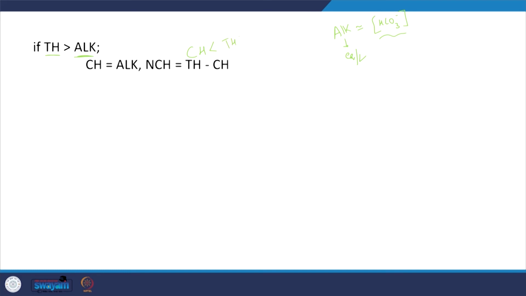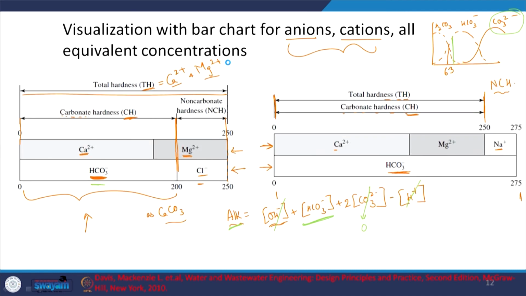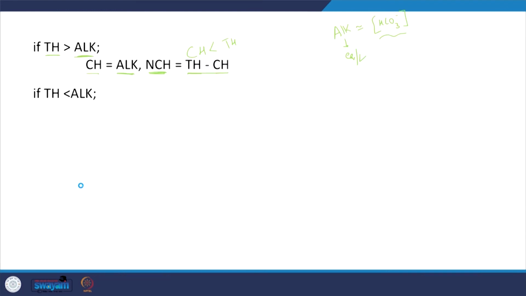Let us see what I have. Carbonate hardness will be equal to the alkalinity, and non-carbonate hardness will be equal to the difference between total hardness and carbonate hardness, and that is the same thing that we saw out here, right. And let us move on. If total hardness is less than alkalinity, this is relevant to the second picture that we saw there. We see that carbonate hardness will be equal to total hardness and non-carbonate hardness will be equal to 0.